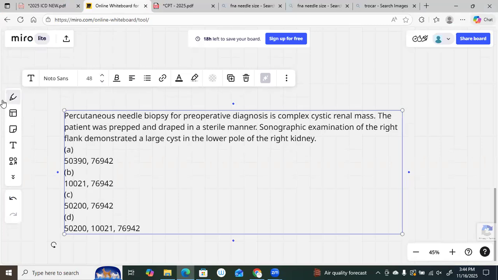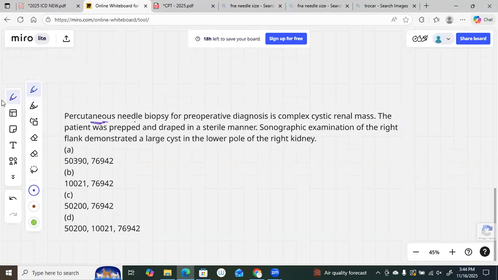In our case, the doctor is coming for the percutaneous needle biopsy. The patient had a complex cystic renal mass that was identified preoperatively. The patient has been prepped and draped in a sterile manner. Sonographic examination of the right flank demonstrates a large cyst in the lower pole of the right kidney.